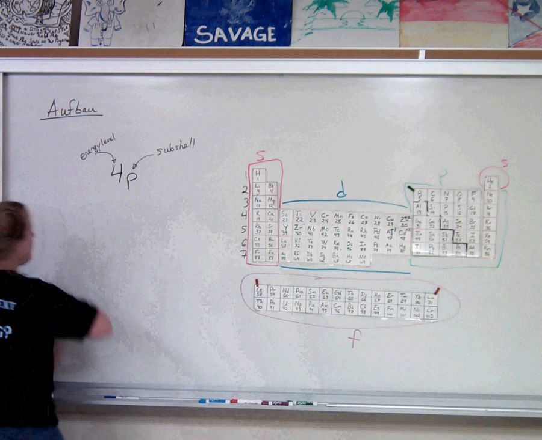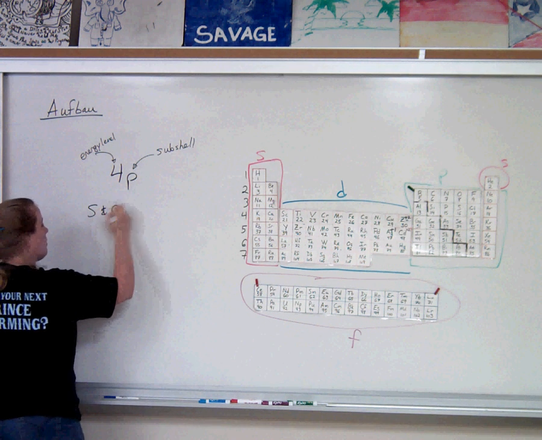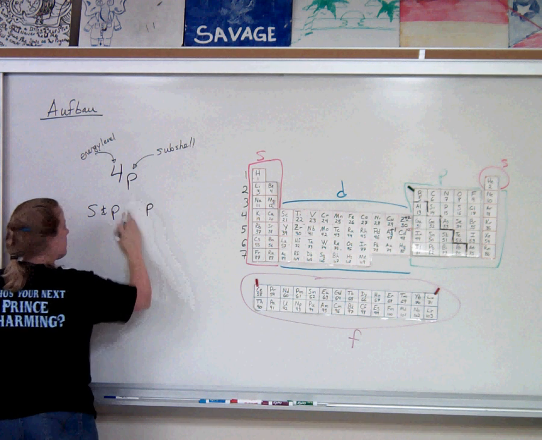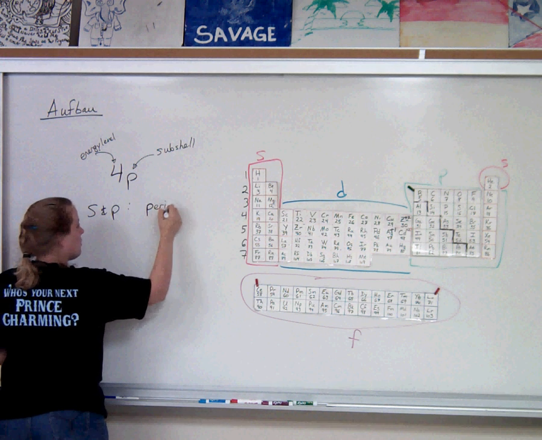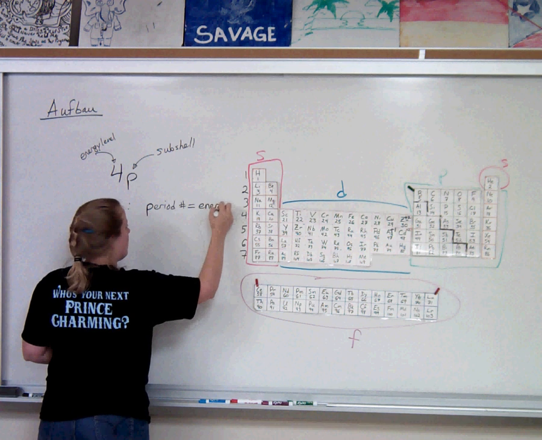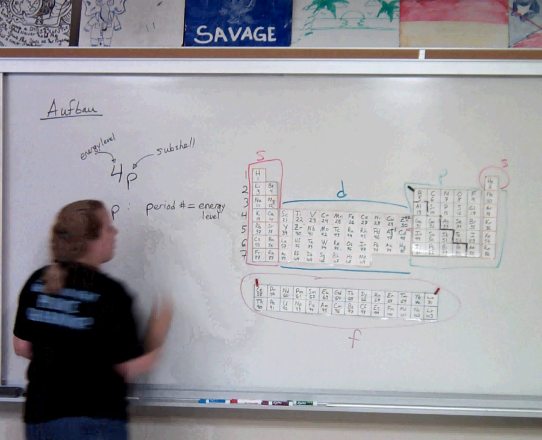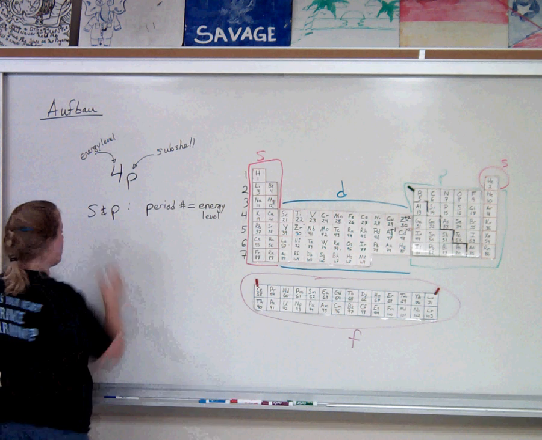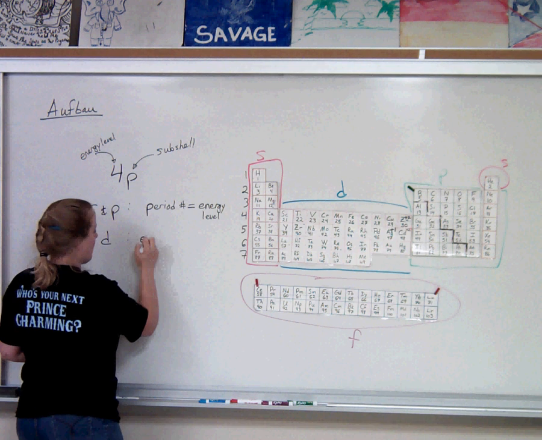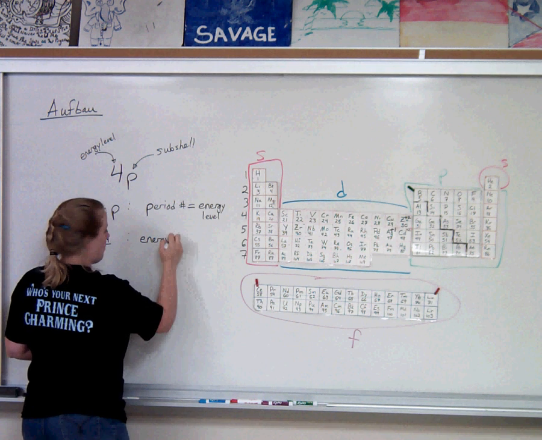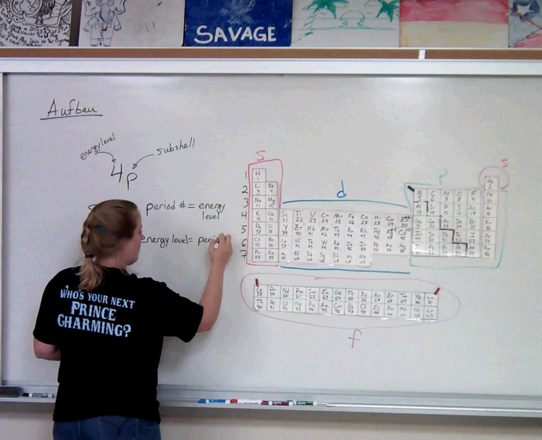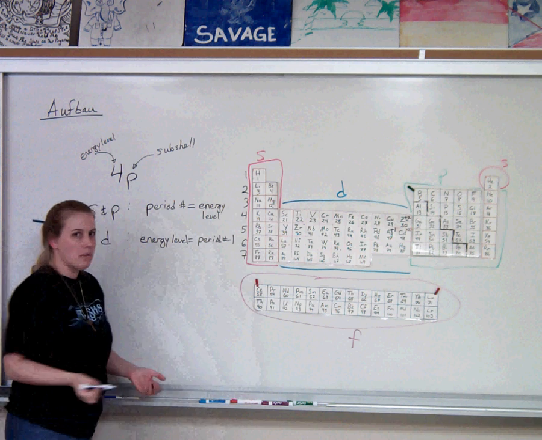If you're doing S and P, then the period number equals the energy level. For D blocks, however, there is a kind of a hitch. Then the energy level equals the period number minus 1. Why are we subtracting 1 for the D blocks?